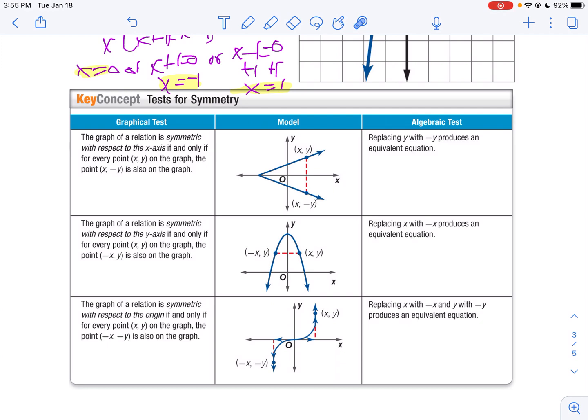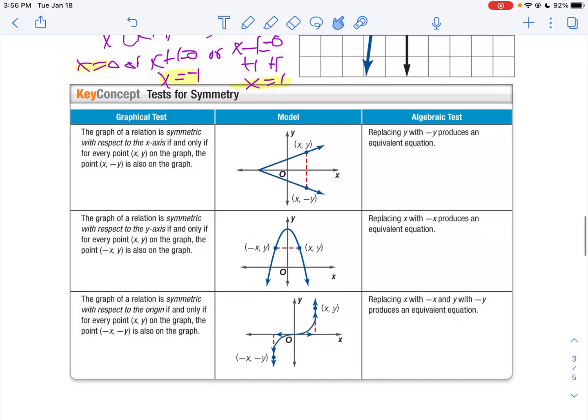Now then we also have point symmetry, which means 180-degree rotation. So it has rotational symmetry. So in other words, for every point I have in my graph, I have the opposite point on my graph. So I replace both x with negative x and y with negative y, and then I get the equivalent equation. That's how we test it algebraically.